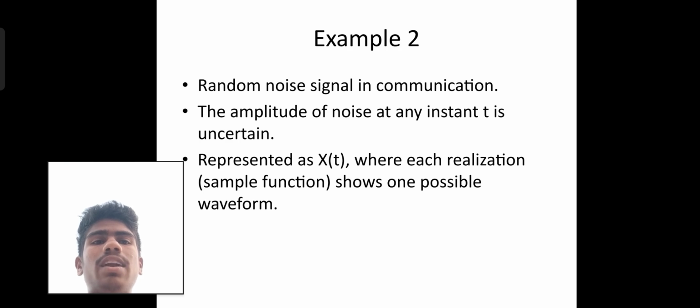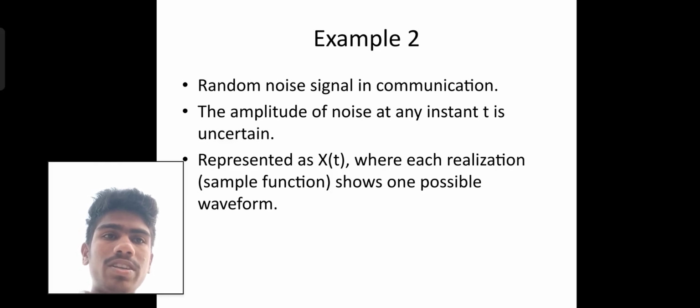Example 2: random noise signal in communications. The amplitude of noise at any instant t is uncertain. It is represented as X of t, where each realization, or sample function, shows one possible waveform.